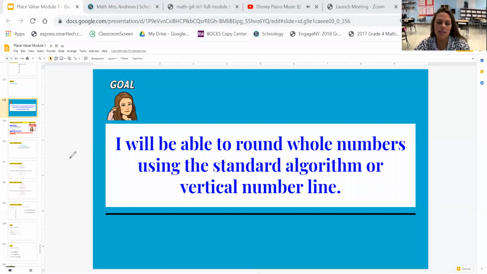Hello, boys and girls. Today we are continuing working with rounding whole numbers, and we're going to focus on both strategies, the standard algorithm and the vertical number line. Now, I want you to use which strategy you like. So if you like using the vertical number line, then that's what I want you to use. If you like the standard algorithm, that's what I want you to use, okay?